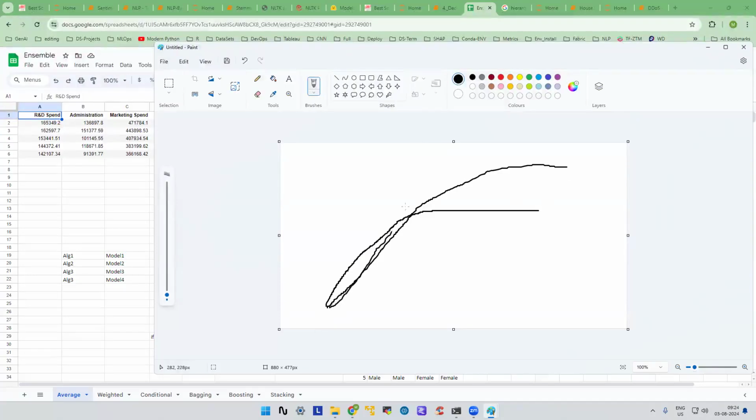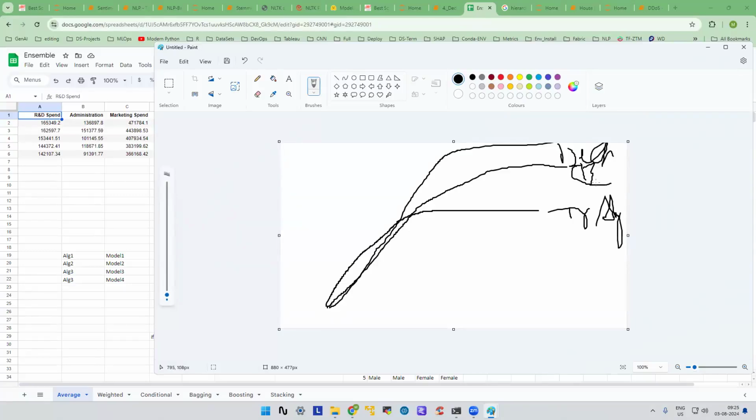When it comes to deep learning, it can be even better. So these are ensemble algorithms, these are like traditional algorithms, and this is deep learning. Deep learning is going to be much better.